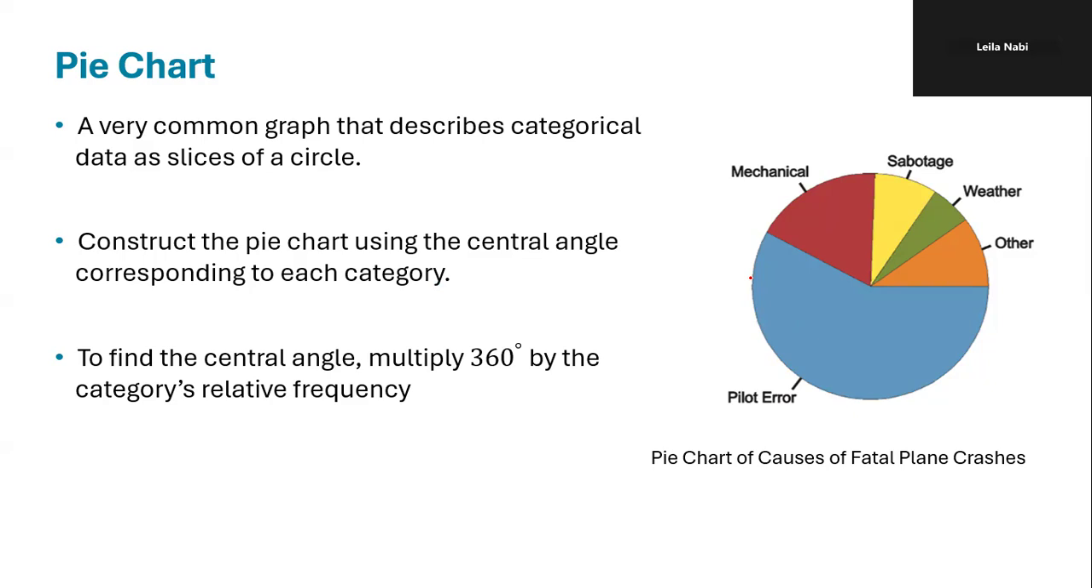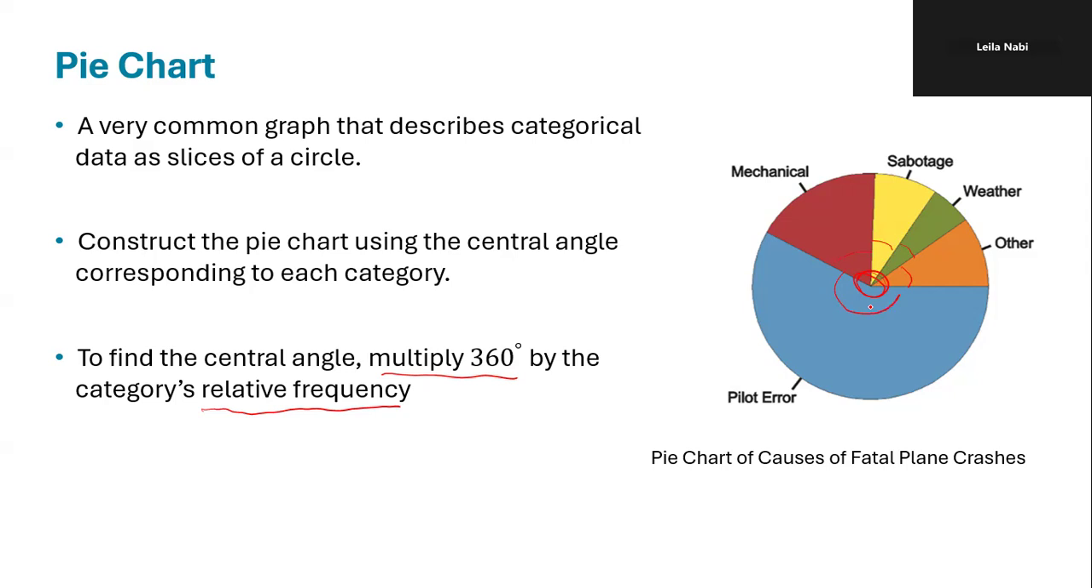For a pie chart, we usually show each category as a slice of a circle. Since the total angle inside the circle is 360, we need to find the central angle for each category by finding the relative frequency and multiplying by 360. So we find the relative frequency, we multiply each of them by 360, and then we will have each of these angles.